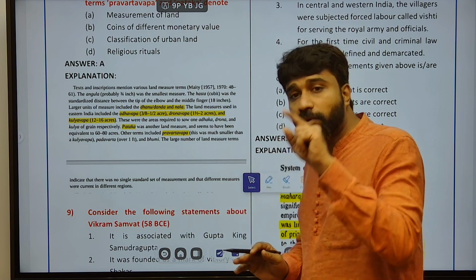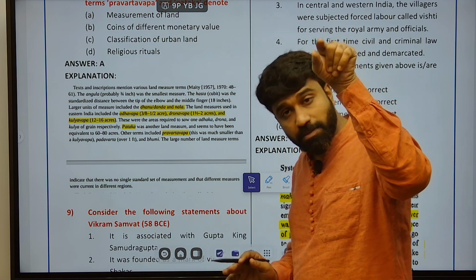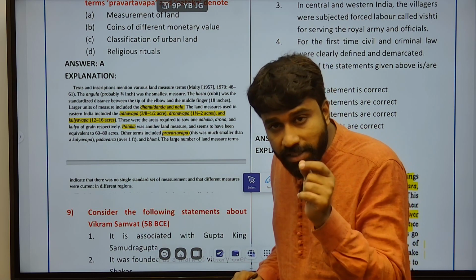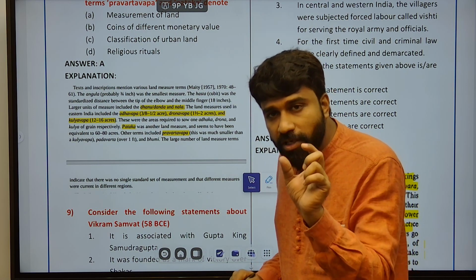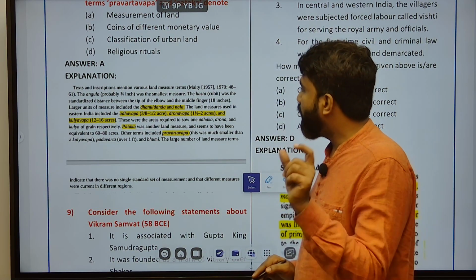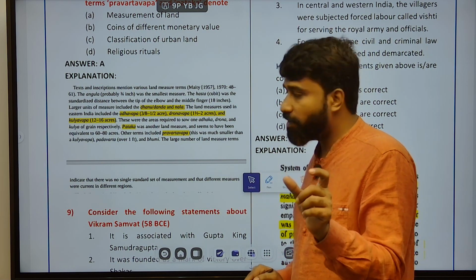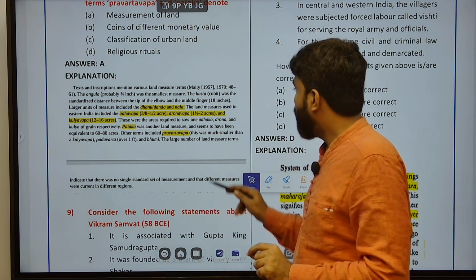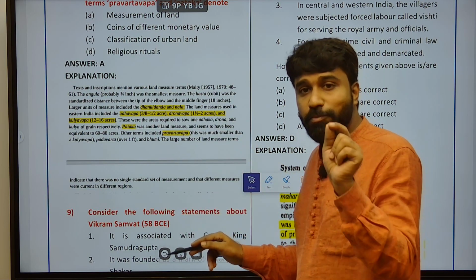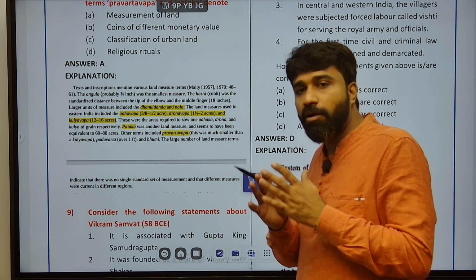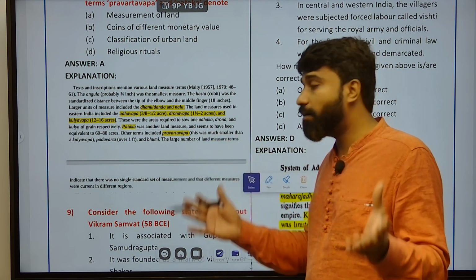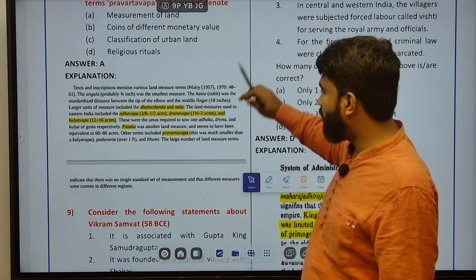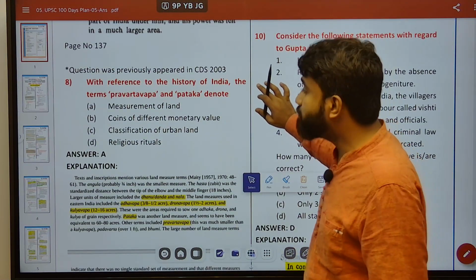With respect to Kulyavapa, it was one such previous year question asked by UPSC, therefore we have given it here. 12 to 16 acres is considered to be Kulyavapa. Advapa contains around 3/8 to half an acre, and 1.5 acres to 2 acres is considered to be Dronavapa. Kulyavapa consists of 12 to 16 acres, Pataka consists of around 60 to 80 acres. So this is how you measure the land and the terms related to it.